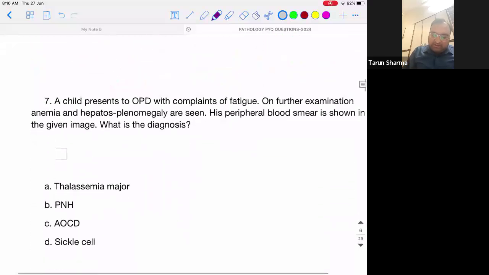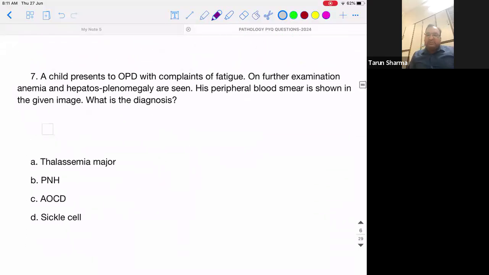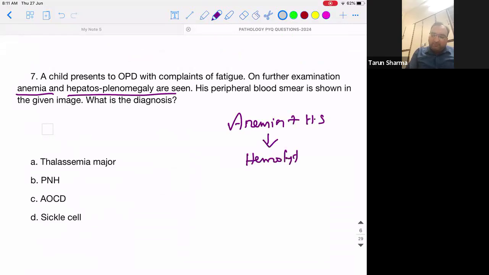Okay, so let's see the next question. A child presents to the OPD with complaints of fatigue, that is anemia. Most of the time, whenever anemia is given, the patient will be having fatigue. On further examination, anemia is there with hepatosplenomegaly. So anemia with hepatosplenomegaly, I told you again, what is the answer? Hemolytic anemia. This is one of the very common anemias where hepatosplenomegaly is the common finding.